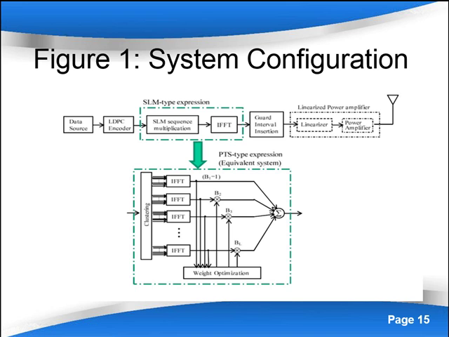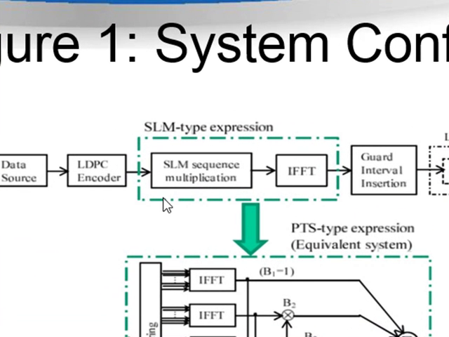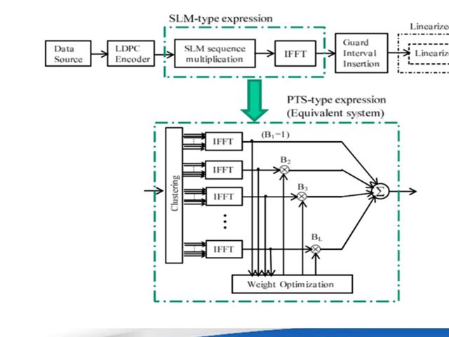Figure 1 shows the system configuration of the LDPC-coded OFDM system with the proposed method. The code word vector is mapped onto a complex QAM signal. The transmitted data sequence is multiplied by a random sequence that is selected to minimize the PAPR of the OFDM signal. The SLM-based system is considered as an equivalent PTS system. The computational complexity, for example, the repeated IFFT operations to find the sequence which minimizes PAPR in the SLM system, is reduced by the PTS type configuration.